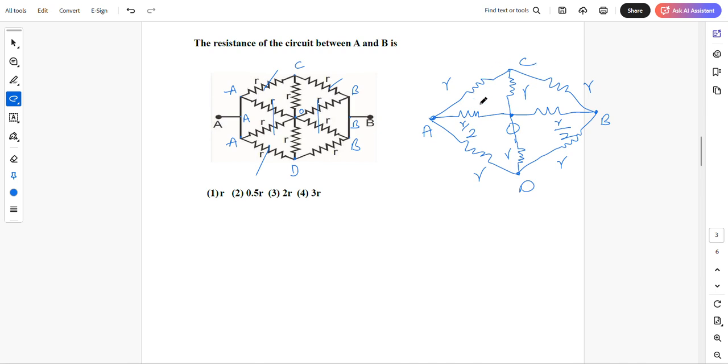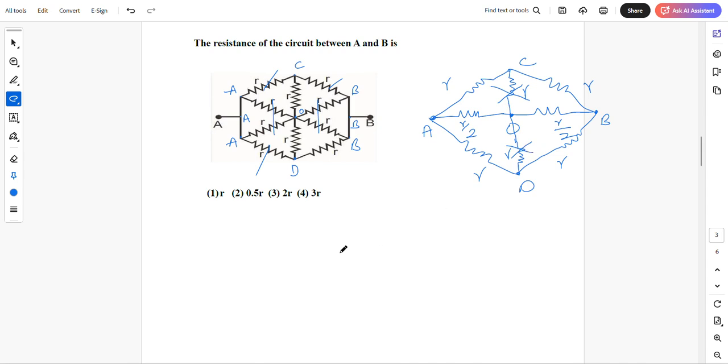Again, this is a balanced Wheatstone bridge. R by R is equal to 1, R by 2, R by 2. No current flows here. This can be removed, open circuited. And this is also a balanced Wheatstone bridge. R by 2, R by 2 is 1, R by R is 1. This will also be removed.